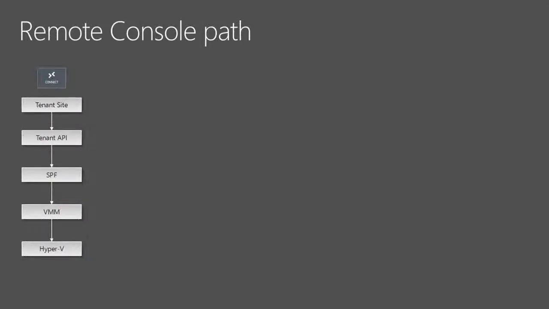VMM will retrieve the information on which Hyper-V host the VM is running on, and then inject that information into the RDP file as well. SPF is actually the one, based on URL rewrite, that creates that RDP file and presents it to the user. This is a file that will pop up, and the user can click it. When he clicks it, he connects to an RD gateway endpoint, which has the following event log that you can use if you hit issues.